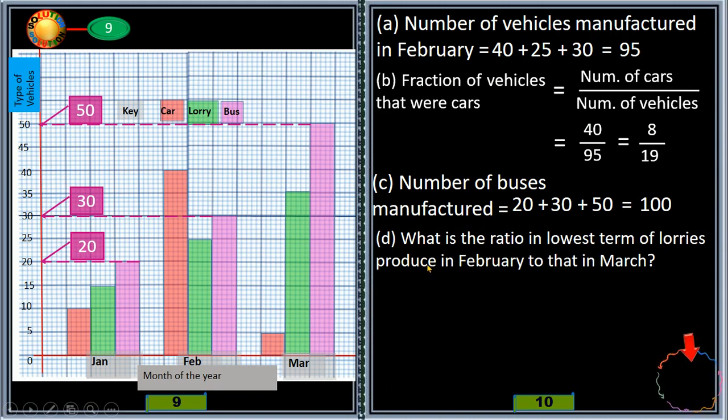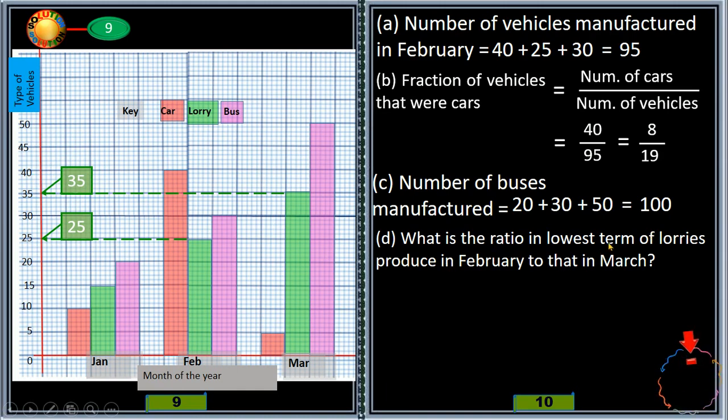What is the ratio in the lowest term of the lorries produced in February to that produced in March? So now we clear that, and then we'll go to the number of lorries produced in February to that of March. Looking at the month of February here, the number of lorries, the green bar, will give us 25. So that's dropping our line. The number of lorries for the month of February is just 25. While in the month of March, the green bar, these are the number of lorries produced in the month of March. That is 35.